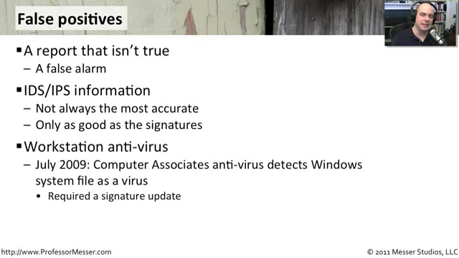You do often see this as well in antivirus systems. On somebody's desktop, a message pops up that says, I got a virus. And here's a very good example. In July 2009, Computer Associates had a new set of antivirus signatures that came out, and it identified a Windows system file as a virus.